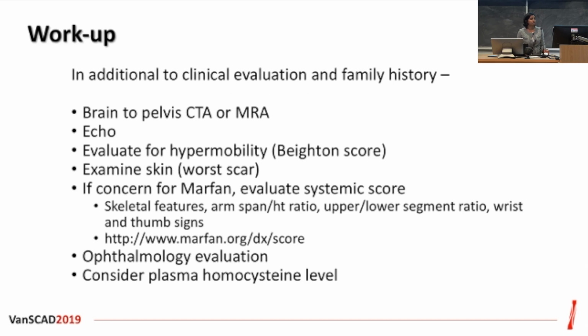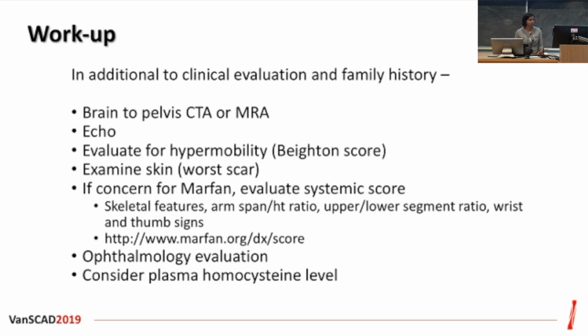Okay, so the workup then, clinically, in addition to the clinical pieces, the evaluation, family history, in terms of testing that I think about is the brain to pelvis CTA or MRA, looking for vascular involvement. So we're often doing this looking for FMD, but if you see multiple arteries with dissections, like one of the cases that was presented this morning, that might make us think about some of these Loeys-Dietz, vascular Ehlers-Danlos that can be associated with dissection of multiple arteries.